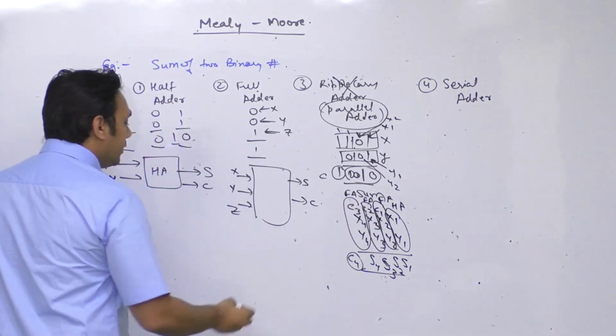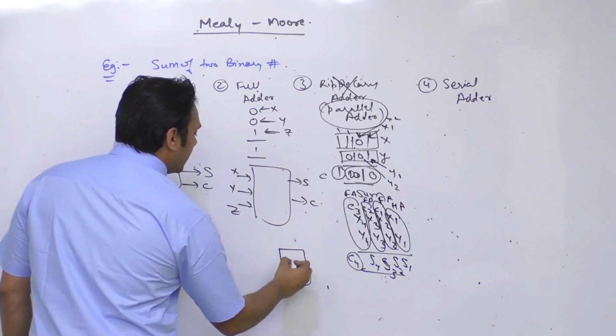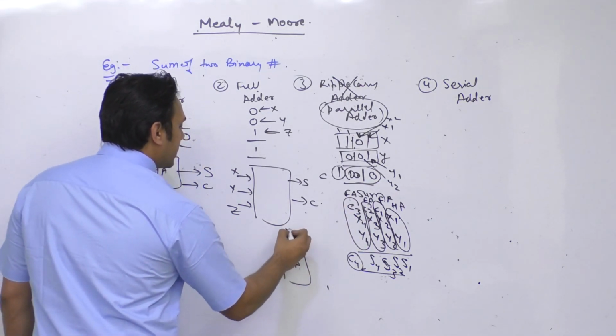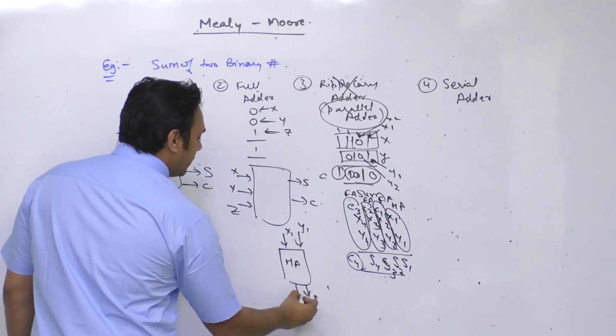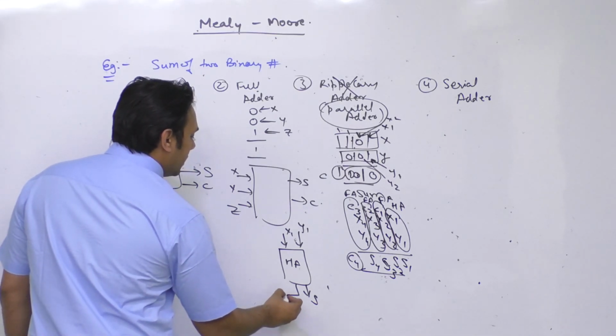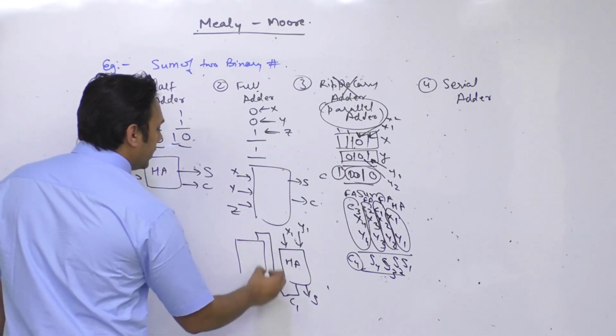So roughly in this circuit, you are going to use a half adder here, where you are going to give your x1 and your y1, and then this half adder will produce a sum. It will produce a carry which is c1, and you can give this carry to the next full adder.